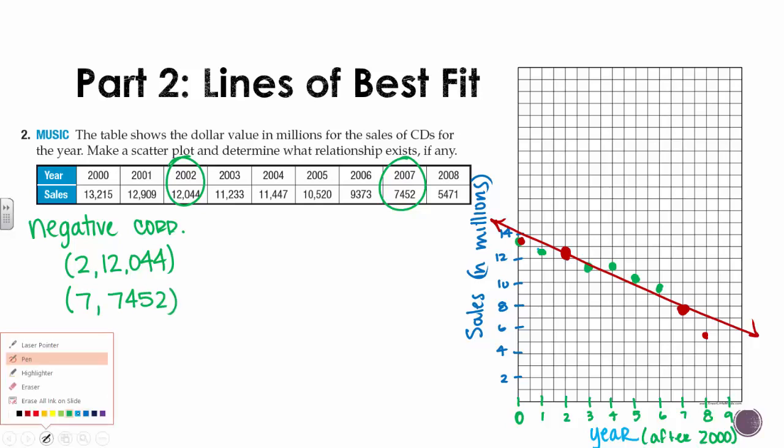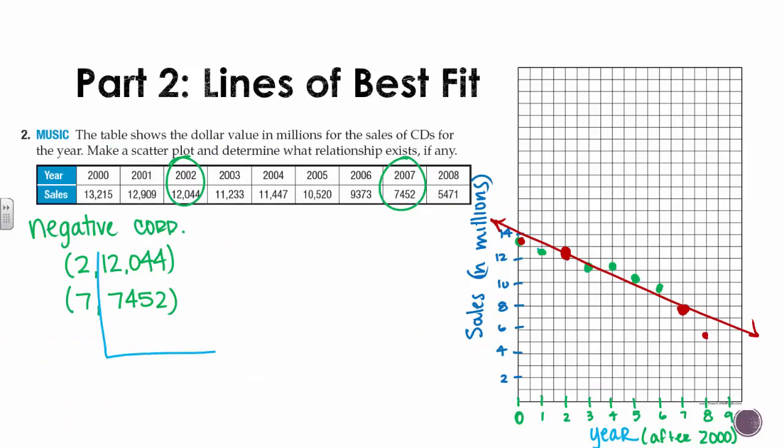So I'm going to find the slope with the L. So draw the nice little L through it. And if I subtract that giant number on the top, the bottom's a little easier. We have 12,044 minus 7452. So we get 4592 divided by -5. We end up with a slope of about -918.4. So this is the slope of this line.